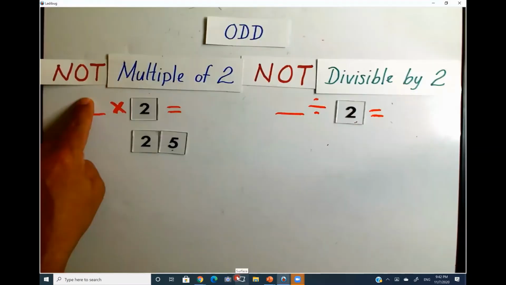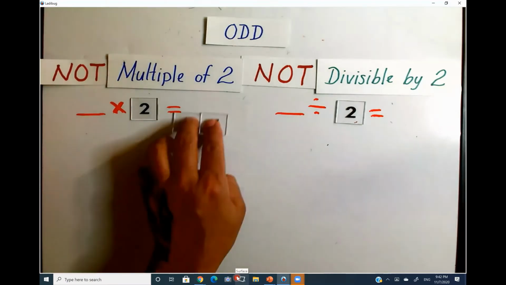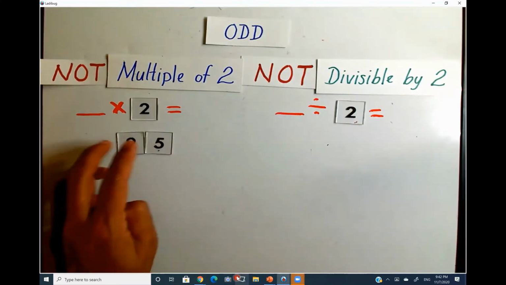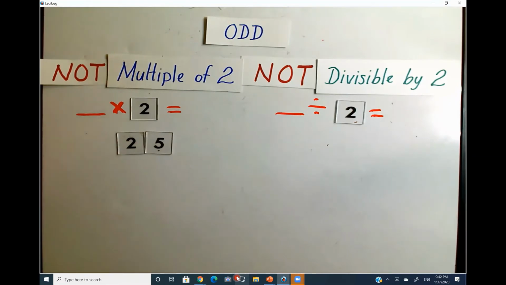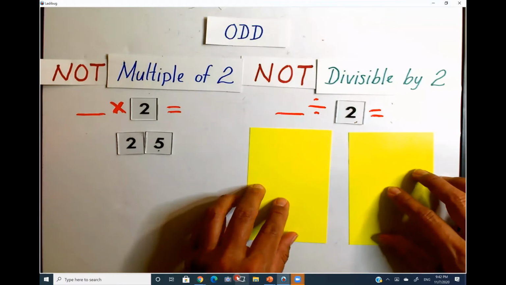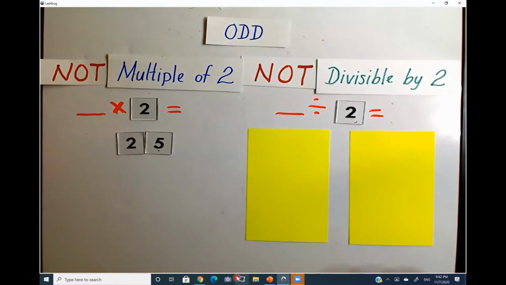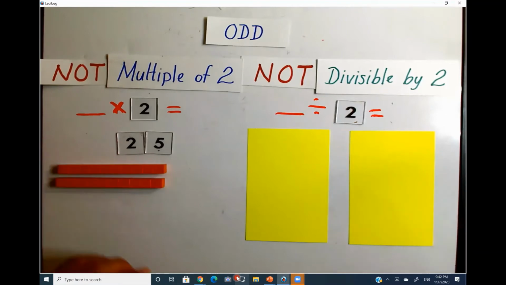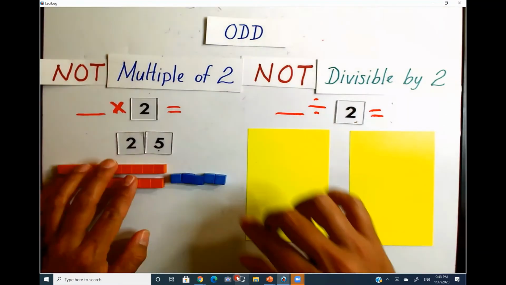There's nothing that multiplied times 2 is going to give me the answer 25. So 25 is not an even number. Now we have to try to do the same as we did before to separate 25 into 2 equal groups. Let's see what we can do. So let me put the 25 counters, 10, 20, and 25. And let's remember what we did the first time.